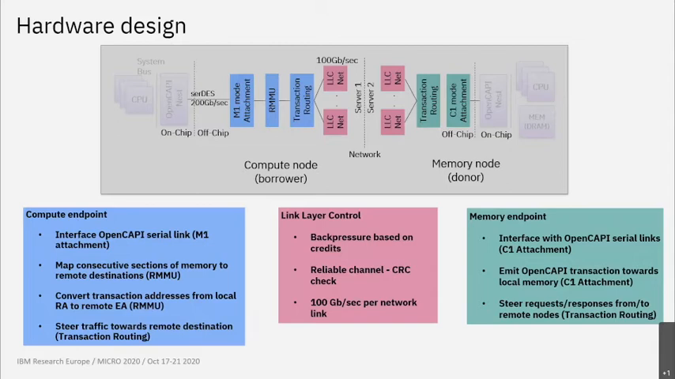The interfacing between compute and memory endpoints is done via a network, and we have a custom link layer control that implements back pressure based on credits, and we have a reliable channel thanks to retransmission based on CRC check. And the network bandwidth is 100 gigabit per second for each network link. So our prototype uses an FPGA with 2 physical links. This means that we could bond the 2 channels and benefit from 200 gigabits per second.